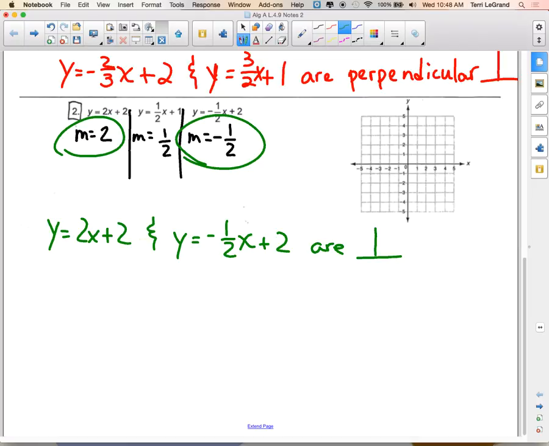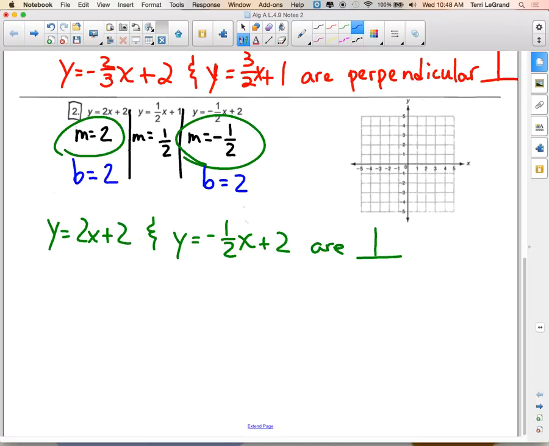And now we just need to graph to verify. So we just need the b values for those two to help us graph them. The b values don't matter for deciding perpendicular or not, just for graphing. So go ahead and get both of these graphed because you know how.